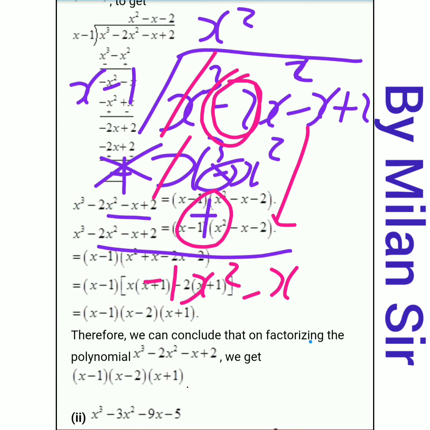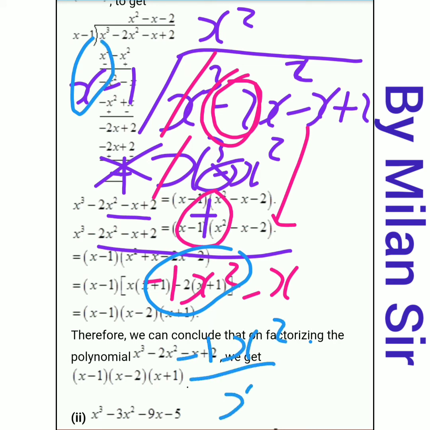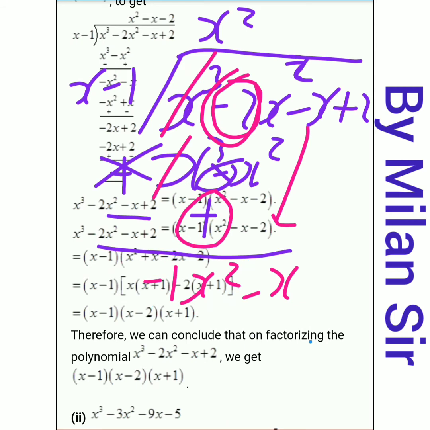Here again we need to do the same process, just divide the first term by the first term. So minus x square divided by x, this x cancels with the exponent, so finally we get minus x. That we need to write in the answer. So write down minus x.